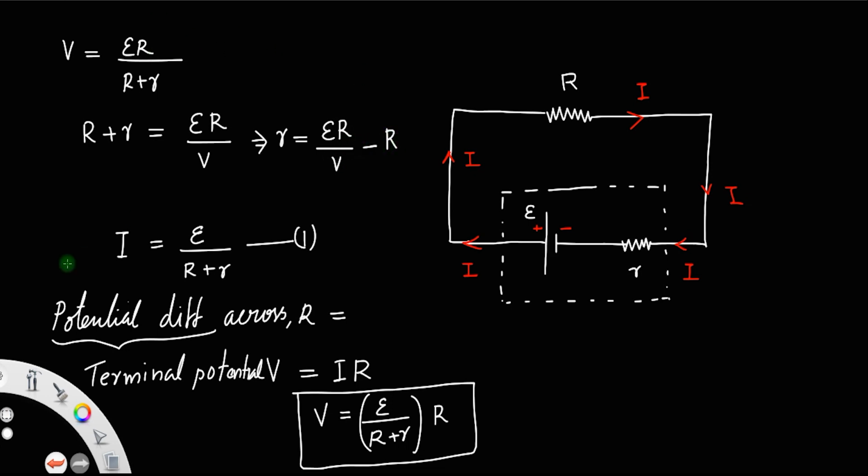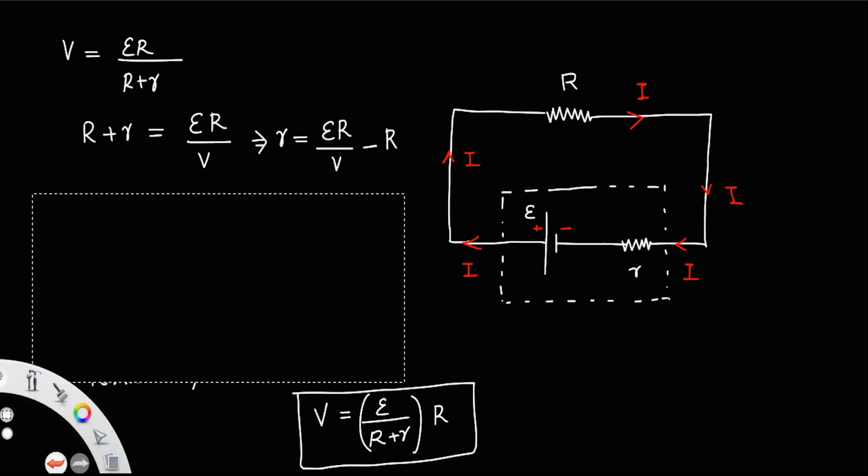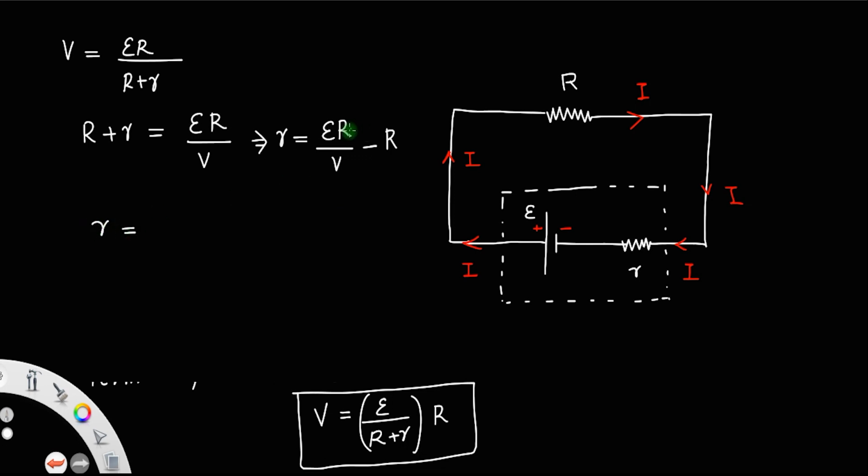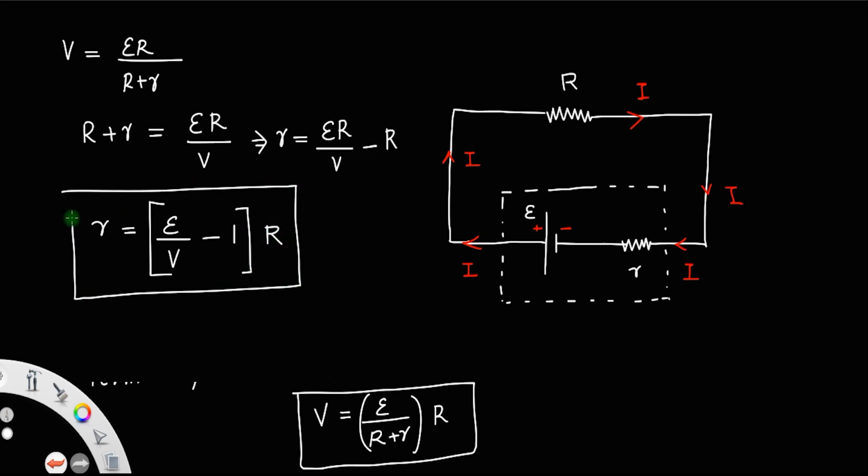Clear? Now the expression will become the internal resistance r is equal to, you can take this, R is common here, capital R is common here. So E by V minus 1 times R. So this is the relationship between the internal resistance and external resistance, where E is the EMF, V is the terminal potential. Clear?